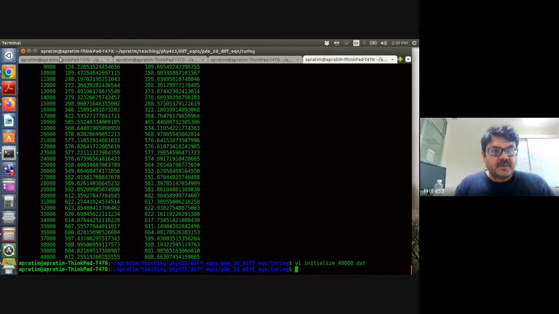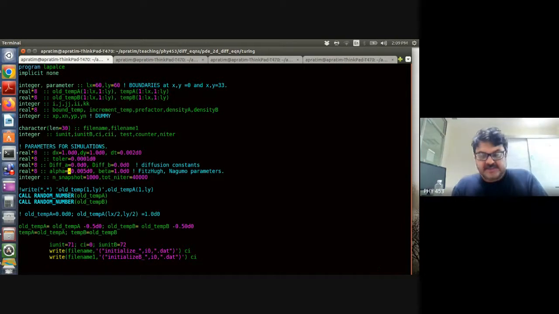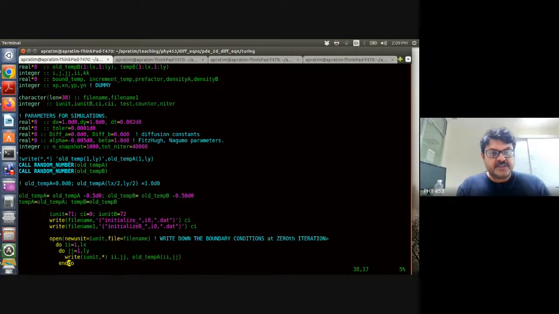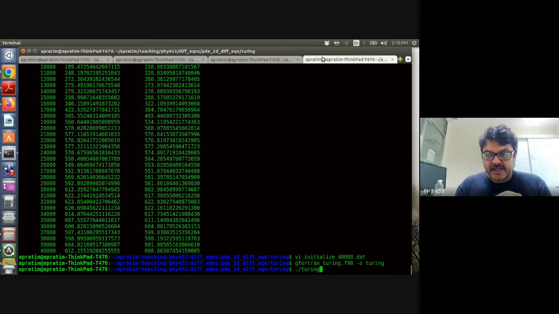Now, if we were to choose alpha to be negative, what would happen? The other thing I want to do is suppose we start out so that all the lattice sites have random numbers between 0 and 1. So the shifting between minus 0.5 and plus 0.5 is switched off. Then I compile again and run it again.